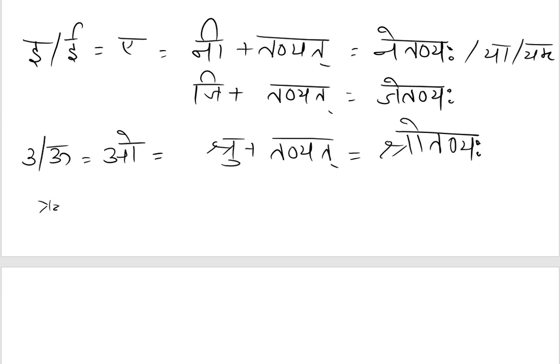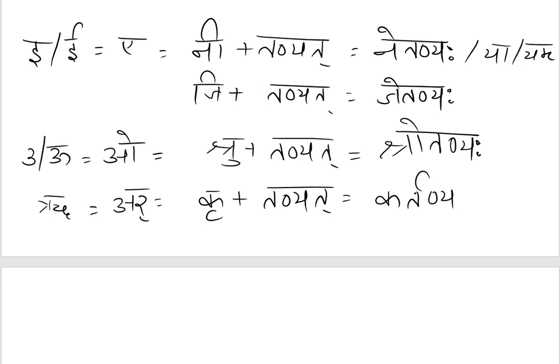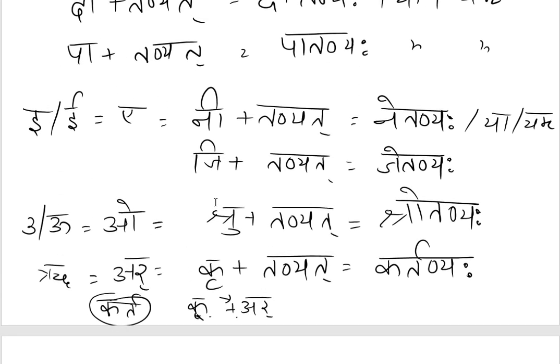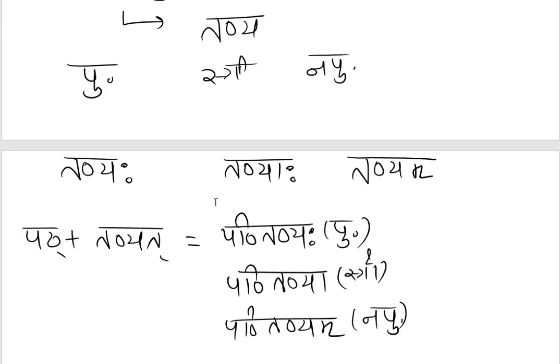If the ending letter is ri, that will change into ar. For example, we can see here kri plus tavyat. So kartavyah. How? This ri will change into ar, and this ka will become half ka. So ka and a will become full ka, and this ra comes on top. I hope you understood this Tavyat Pratyaya. If not, then you can go back and check again.